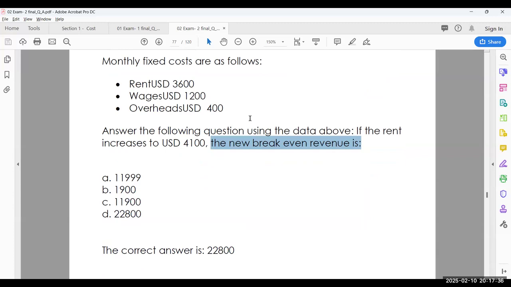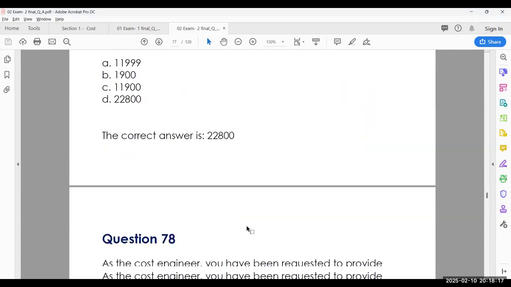4100 plus 1200 plus 400 divided by the margin. 1900 is the break-even new quantity. Multiplied by 12, 22,800 is the break-even revenue.